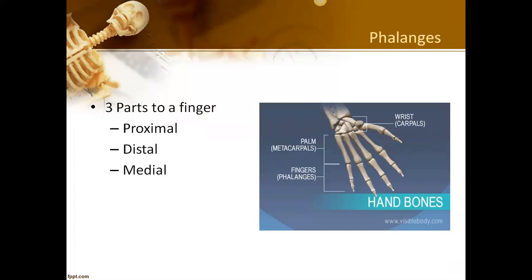Here's a picture of the parts of the hand. There's 3 parts to a finger. You have the proximal end, the distal end, and the medial end of the fingers. And do you remember how those terms were used? The bones in the hand, at the wrist, you have the carpals. Then below that, where your palm is, are the metacarpals. And your fingers are called phalanges.